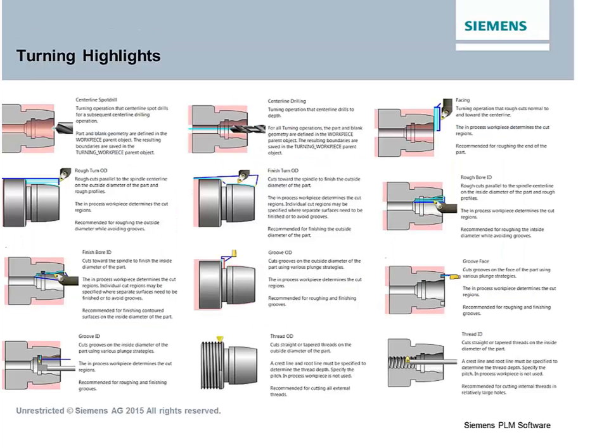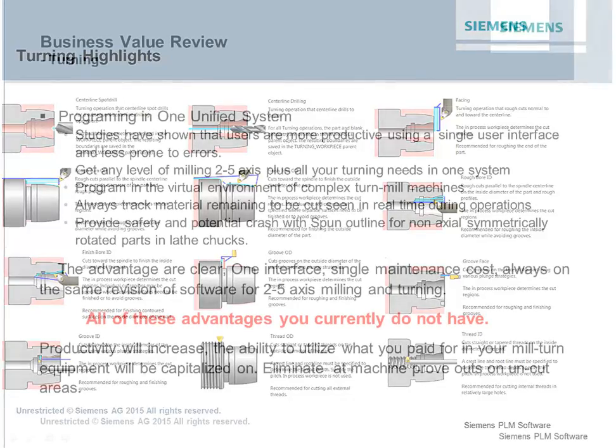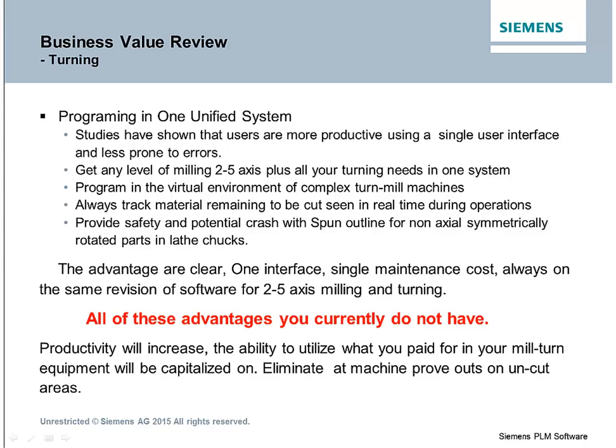So here, a little bit more on turning highlights, just briefly. I'm not going to go through all of those. In fact, it's not all of the options available in turning, but it just gives you a good idea of the iconography or the graphical feedback and description we have. So when you select an item on the screen, if you recall, you've seen these pop-ups come up, so it's a good explanation. Let's take a look at the business values in turning.